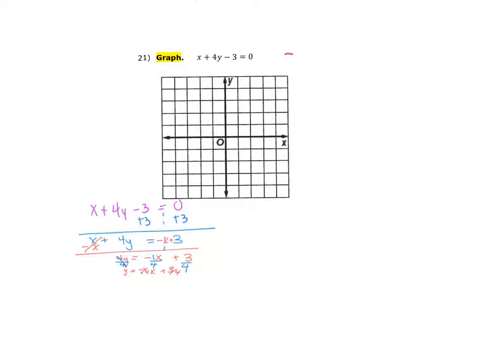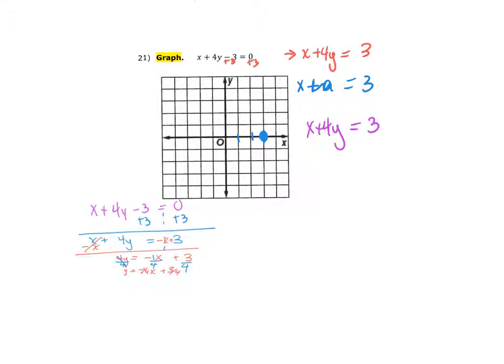If I wrote this in standard form, I would have x plus 4y is equal to 3, because I would add 3. Then I could find the x-intercept by plugging 0 in for y, so it would be x plus 4 times 0, which is 0, equals 3. That means that at 3, I cross the x-axis, and I could do the same thing with the original equation in standard form and try to find the y-intercept.